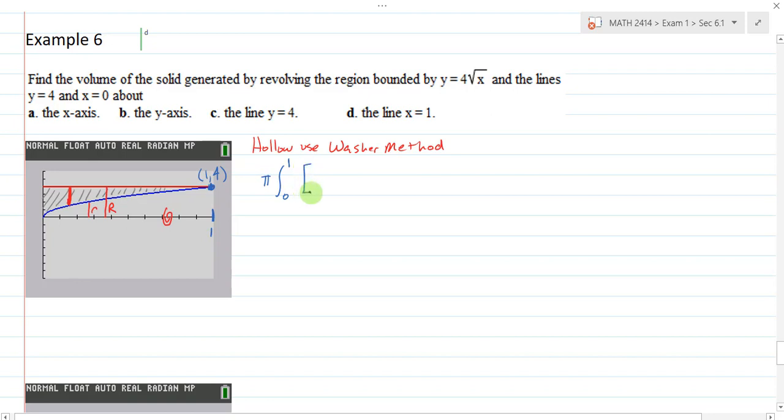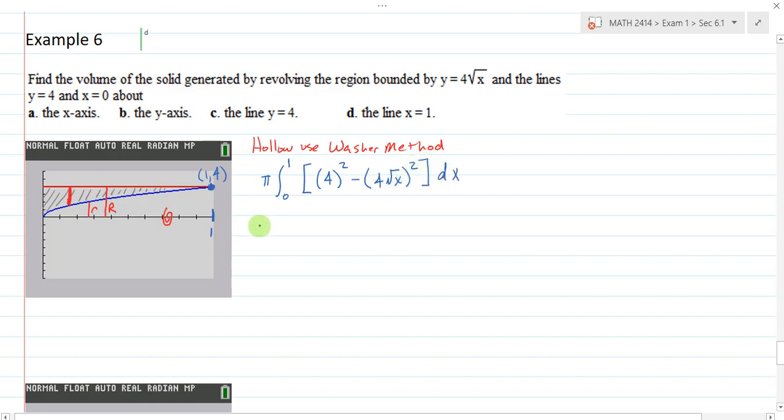We use the outer radius, which is going to be what? 4 squared. It's a constant. That outer radius stays the same all the way along from 0 to 1, doesn't it? Minus my inner radius, which is this function right here, and that's going to be 4 square roots of x, squared.